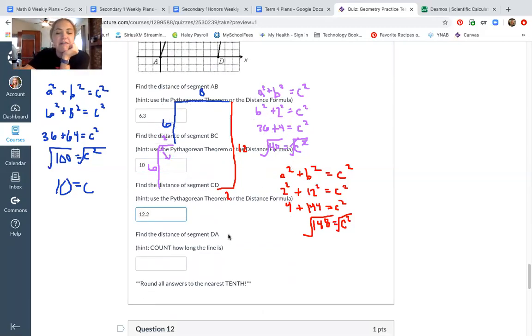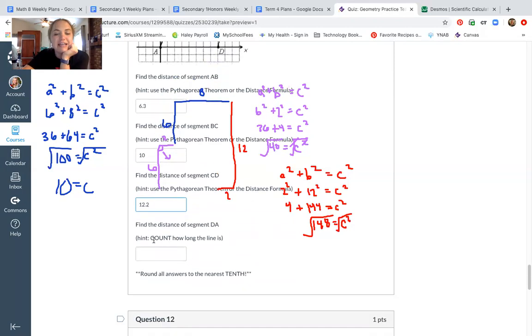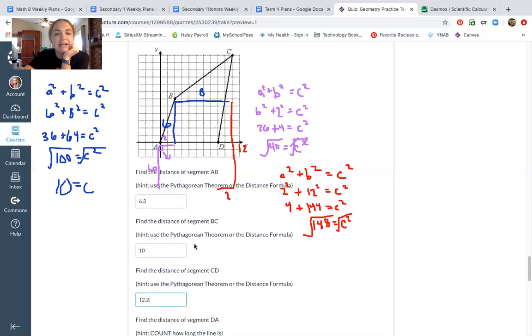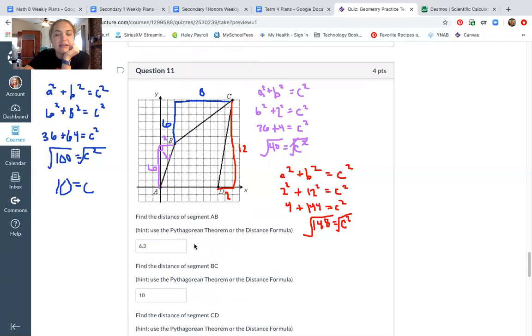Now, this last one, find the distance of DA, and then the hint, count how long the line is. Guys, how long is that line from D to A? You just have to count it. 1, 2, 3, 4, 5, 6, 7, 8. That's my answer.